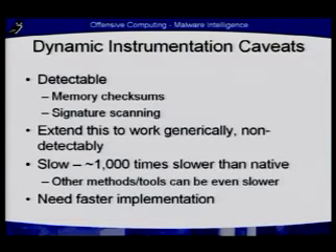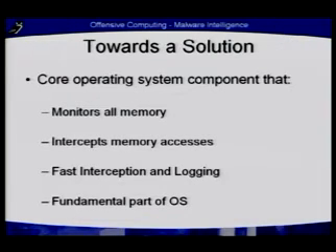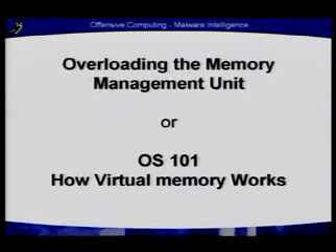The first one is we need to extend this to a method that's generic and not detectable. PIN is currently extremely slow. It's about 1,000 times slower than native at best, and other tools, if you do any sort of other analysis, can be even slower. So we need to find a faster implementation. We need some core operating system component that monitors all the memory, intercepts all memory accesses, is fast, facilitates logging, and is a fundamental part of the OS that the packer expects to be there. So to do that, we overload the memory management unit.